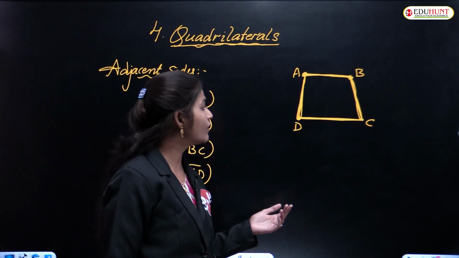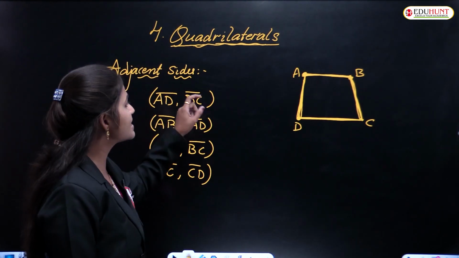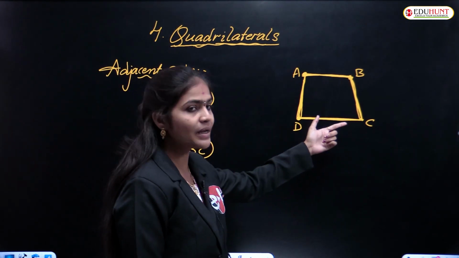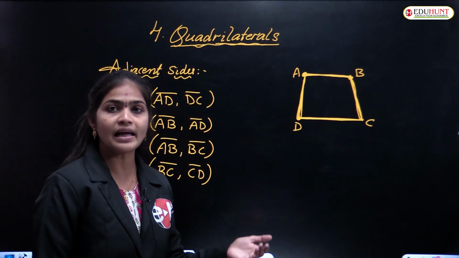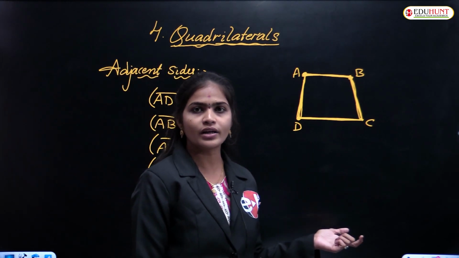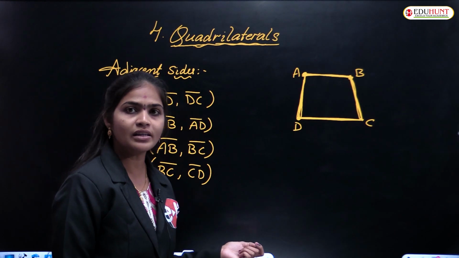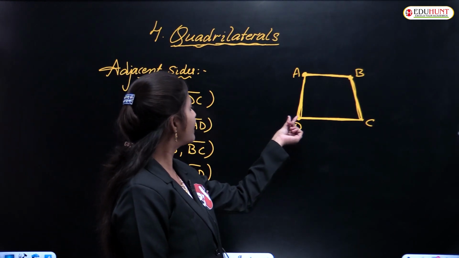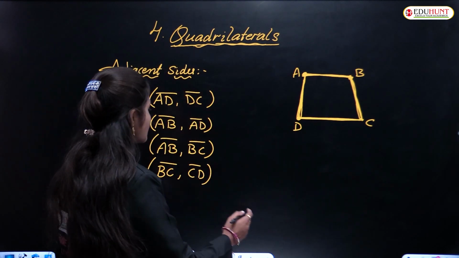So what is the definition of adjacent sides? Two line segments having a common end point are called adjacent sides. And now we are discussing adjacent angles. Do you know what adjacent angles are?